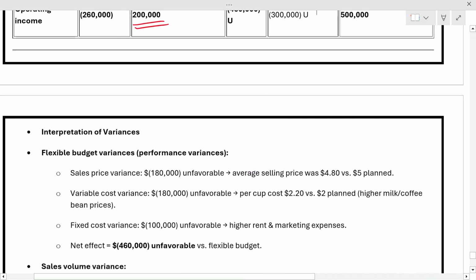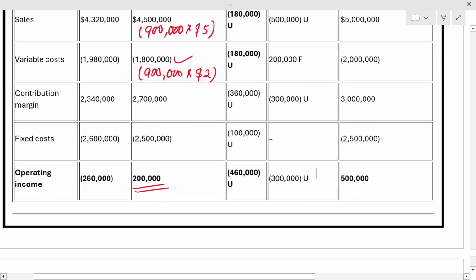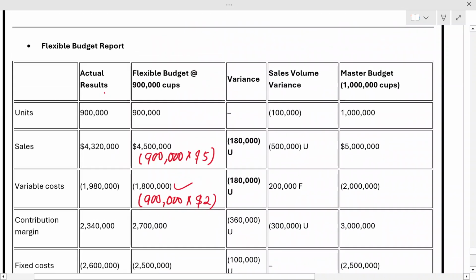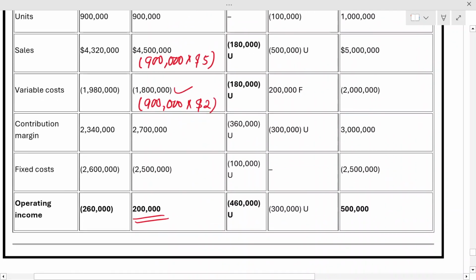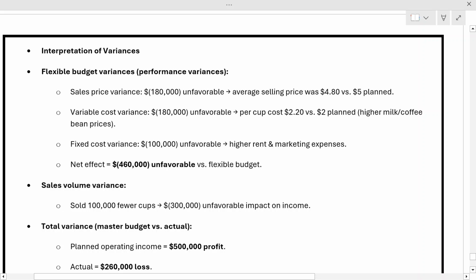So, this is our total impact of variance. Now, we can further break this variance into volume variance and price variance as well. Let me go below and show you the interpretation of the variances.